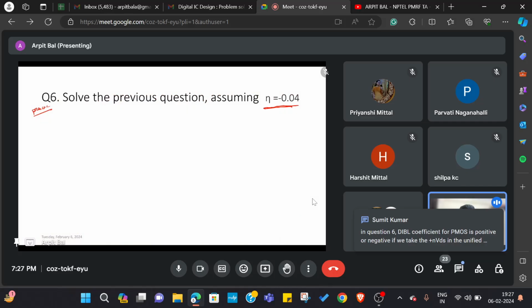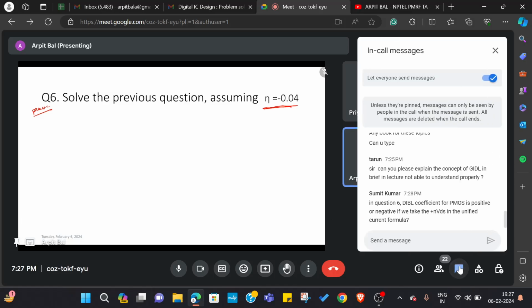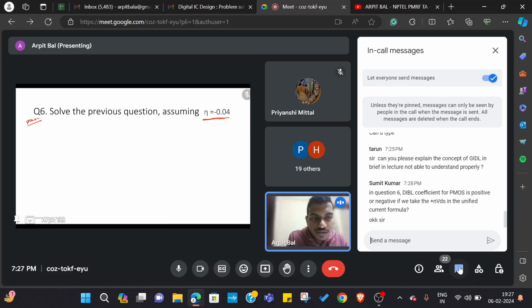In question number 6, is the DIBL coefficient for PMOS positive or negative? If we take positive eta VDS in the unified current formula, we have to take eta equal to minus 0.04. So in the unified formula, you just substitute that and you can solve for it.